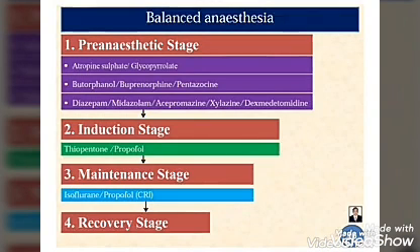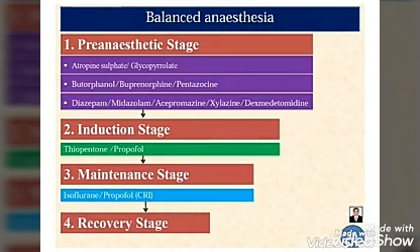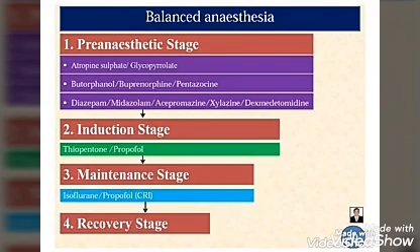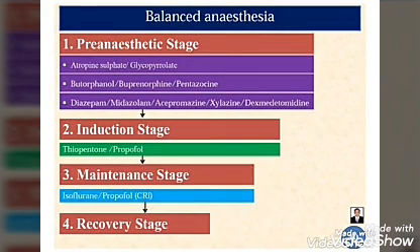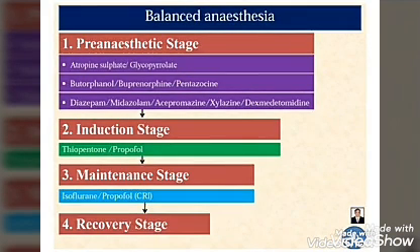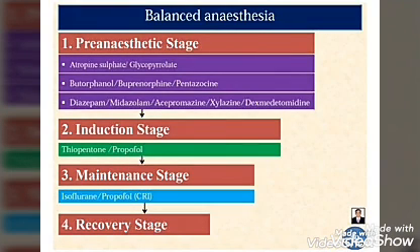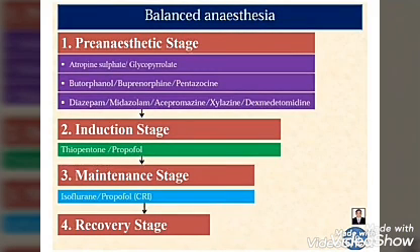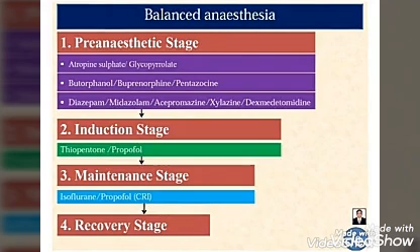Now, how to achieve balanced anesthesia in canines. This can be achieved by using the following combination of drugs and techniques. Atropine or glycopyrrolate is used as an anticholinergic agent, depending upon the requirement of the clinician and the choice of surgery. Then butorphanol, pentazocine or buprenorphine are used as opioid drugs, then diazepam or midazolam as tranquilizer drugs, then xylazine or dexmedetomidine as sedative drugs.